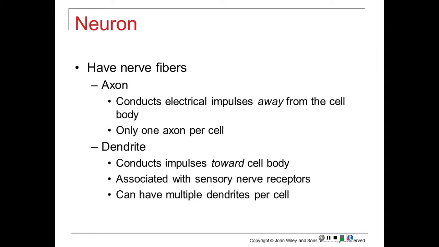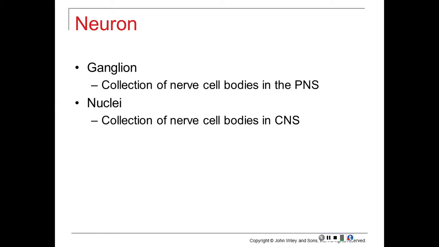The dendrites are going to conduct the impulses toward the cell body. So these are associated with sensory nerve receptors. They have multiple dendrites per cell. The dendrites are on the receiving end of the electrical impulse, and then they conduct that information toward the cell body. The cell body then transfers that information to the axon, and the axon can transmit that information to either another neuron or possibly a muscle fiber or gland tissue.